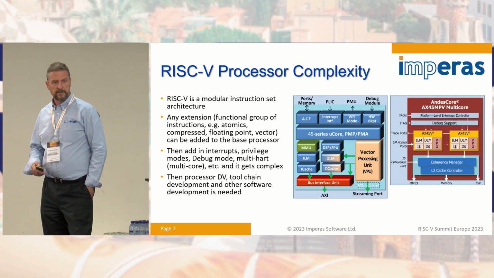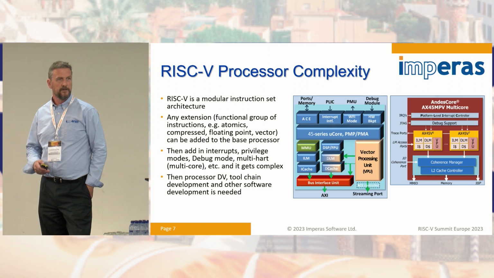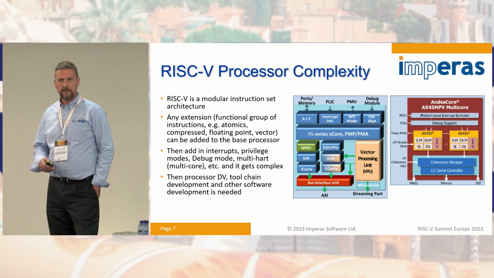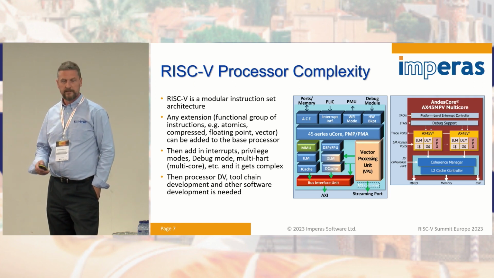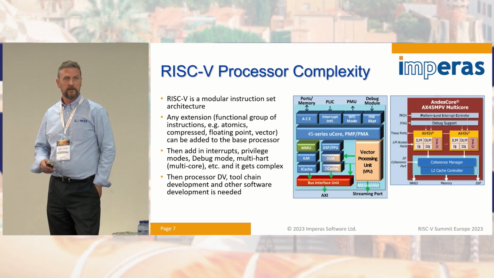So how are we going to be successful? As we know, RISC-V is very complex. It's very configurable. We have many functional groups of instructions that we can choose to use. We have things such as the atomics, floating point, and the vector units that can all be configured within the base processor. And then we can add things such as the interrupts, exception unit, privilege modes, debug modes. We can have multi-hart processing. And so this starts becoming complex.